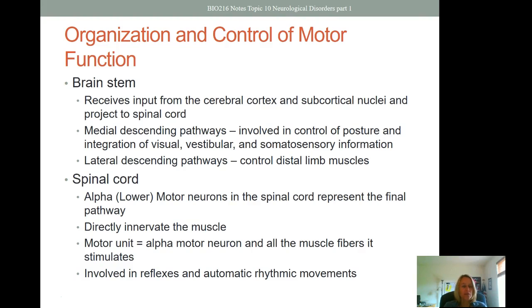And then the spinal cord. From the spinal cord, we have the alpha or lower motor neurons that directly innervate the muscle. When we talk about a motor unit, we're referring to that alpha motor neuron and all the muscle fibers it stimulates. This is the motor neuron involved in reflexes.